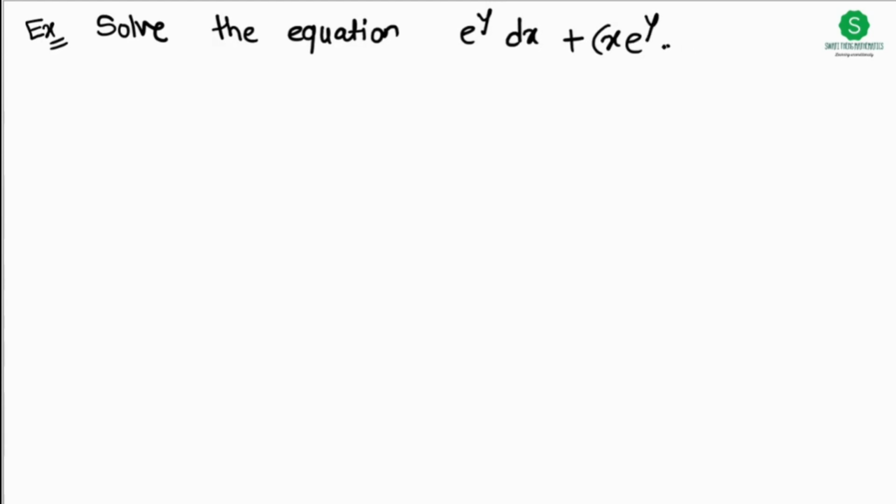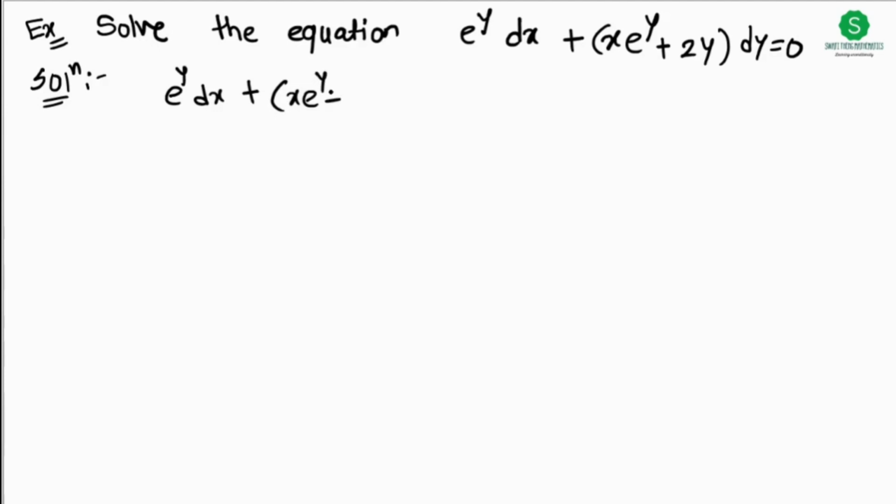For example, solve the equation e raised to the power y dx plus (x e raised to the power y plus 2y) dy equals 0. Now see here, we compare the given differential equation with M dx plus N dy. Our given differential equation is e raised to the power y dx plus (x e raised to the power y plus 2y) dy equals 0.